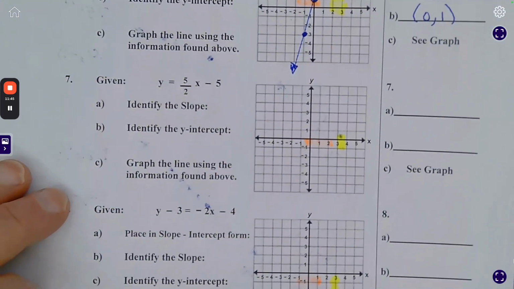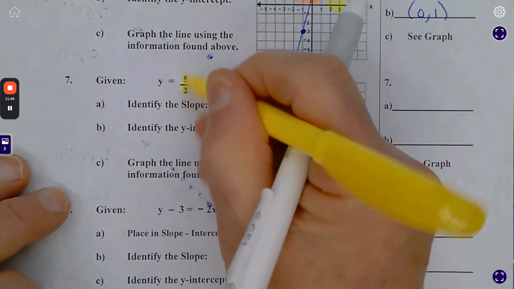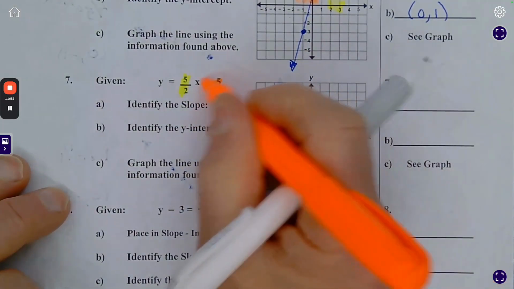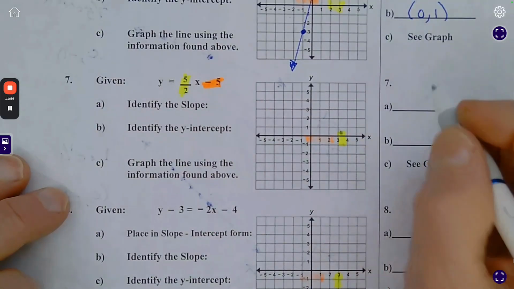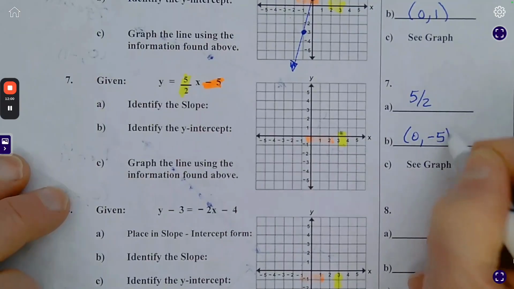Number 7, you're doing great. Keep it up. Okay, let's identify that slope. That is the y-intercept right there. So my slope is 5 over 2. My y-intercept is 0, negative 5.